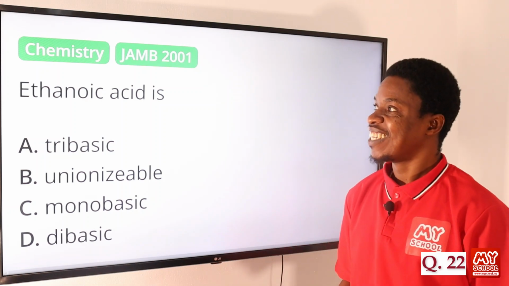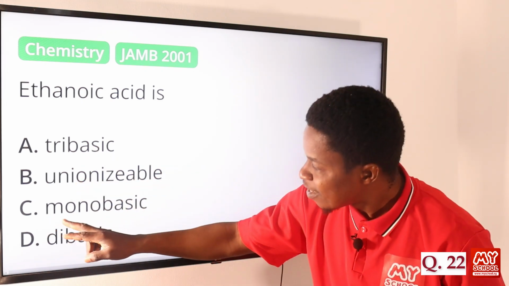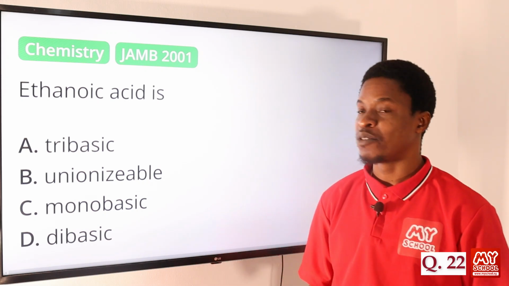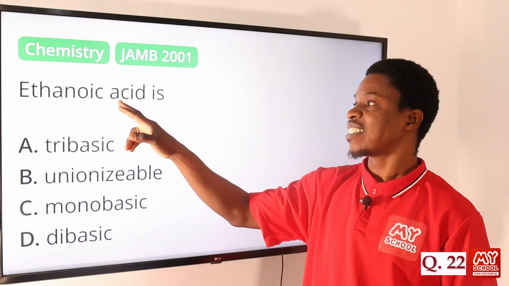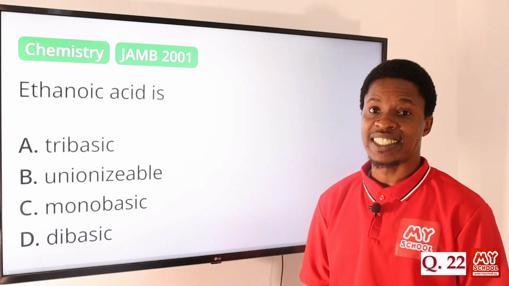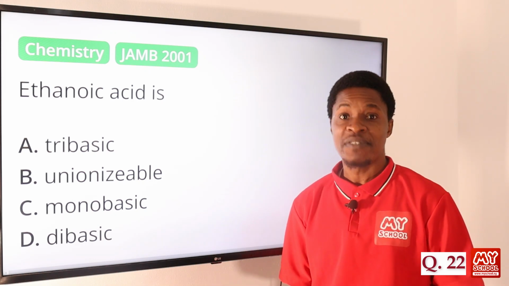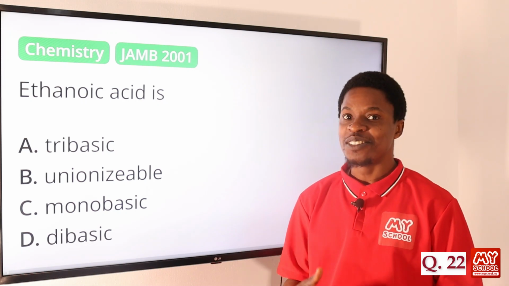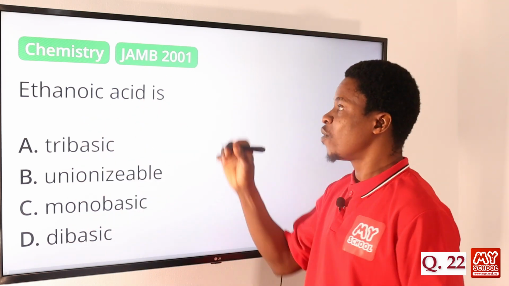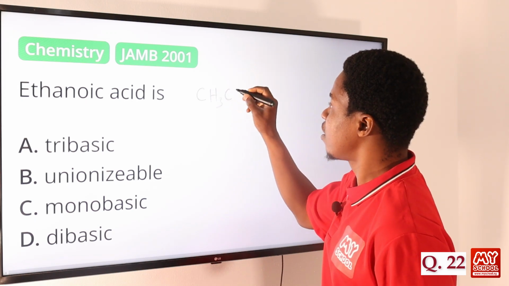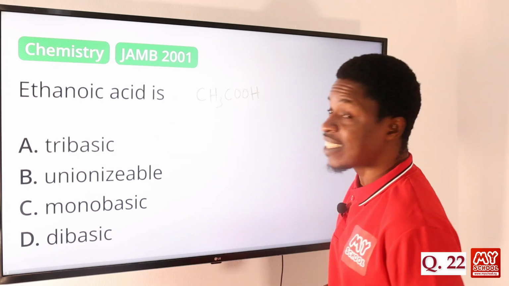Question 22. Ethanoic acid is option A, tribasic, B, unionizable, option C, monobasic, and option D is dibasic. We just want to look at the basicity of an acid. That is under acids, bases, and salts. Ethanoic acid, what is that? That is your acetic acid, okay? And that is, of course, an organic acid, and it is gotten from vinegar, and of course, it will turn blue litmus to red because it's an acid. So what is the formula for ethanoic acid? CH3COOH. Whether it's called ethanoic acid or it's called acetic acid, it is the same thing.